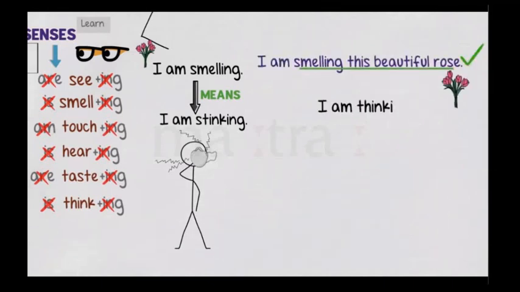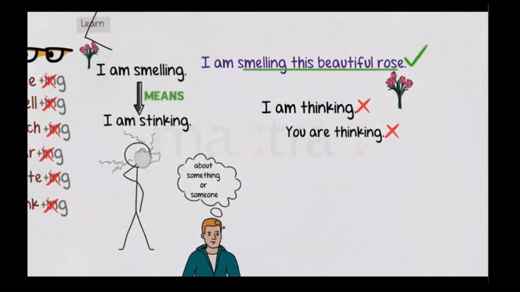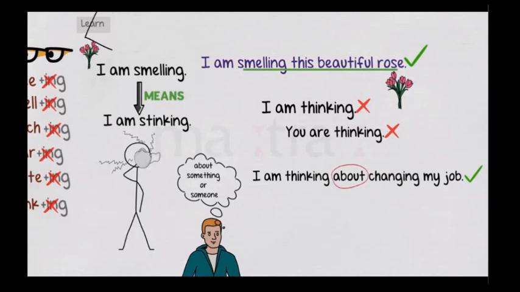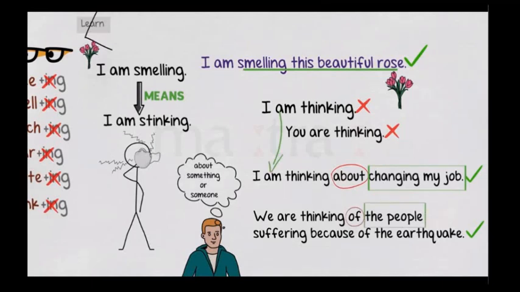I am thinking, you are thinking, can only be used if it is about something or someone, like, I am thinking about changing my job. The word about leads you to understand what I am thinking about. So in this case, it is correctly used. We are thinking of the people suffering because of the earthquake. Similarly, here too, the word of shows what we are thinking of, making the use of I am thinking correct.